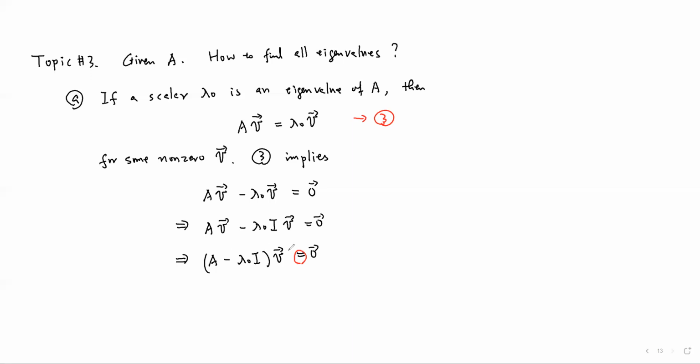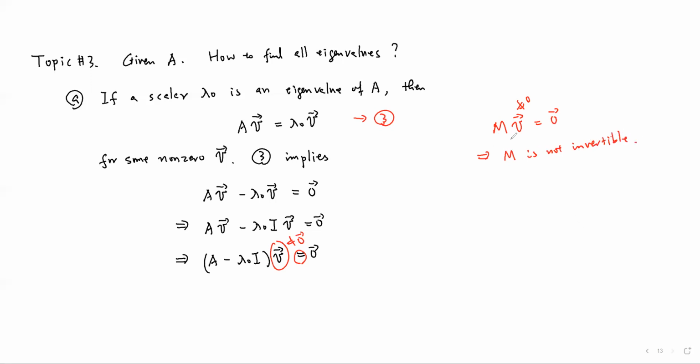About this equation, remember this vector is non-zero. A matrix times a non-zero vector is 0. The matrix cannot be invertible. A submatrix times a non-zero vector, yeah, this is a non-zero vector is 0. Then M, this matrix, is not invertible.